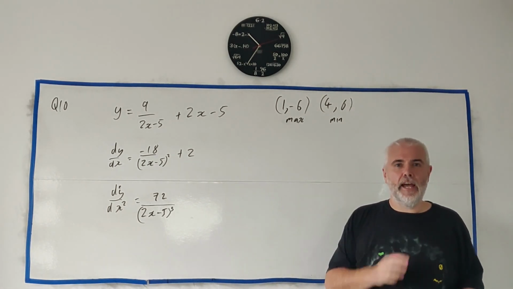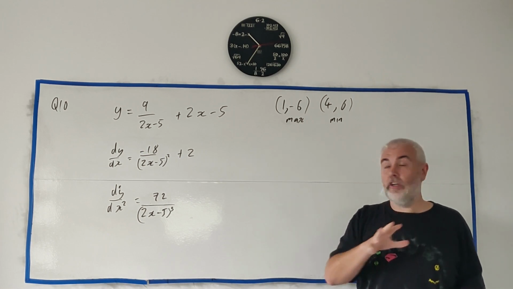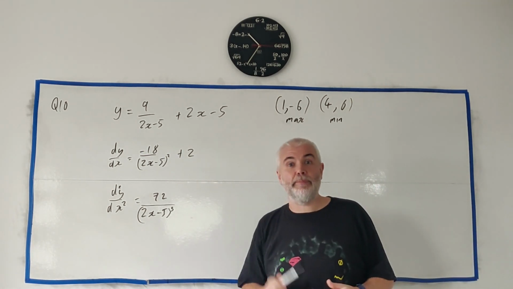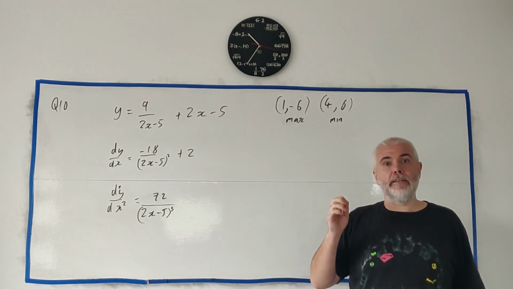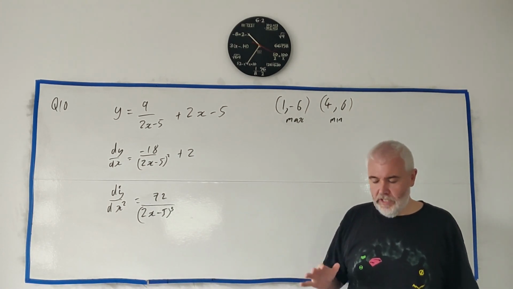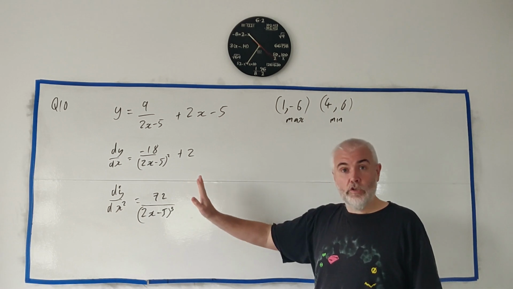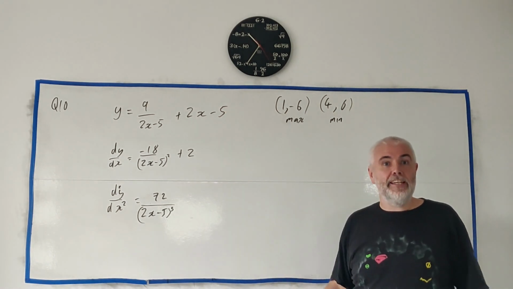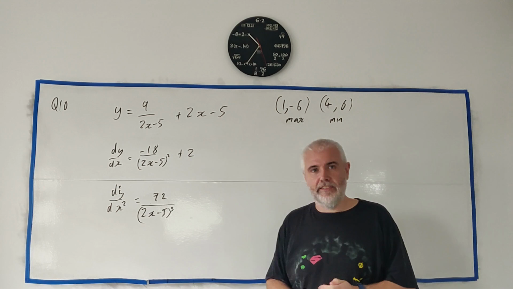In part C, they tell us that this curve that we've been working with here is being transformed. It's by a translation of minus 3, 7. That's move left 3 and up 7. Then a reflection through the x-axis.